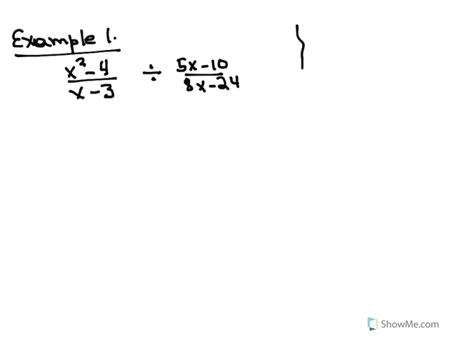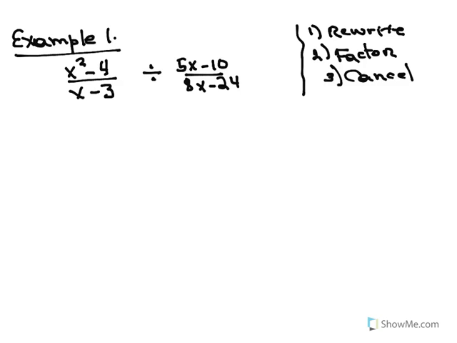Okay, so let's remember the steps. The first step is rewrite the division. So I'm going to rewrite. The second step is going to be factor. And the third step is going to be cancel common factors. Okay? Then you can proceed to the multiplication.